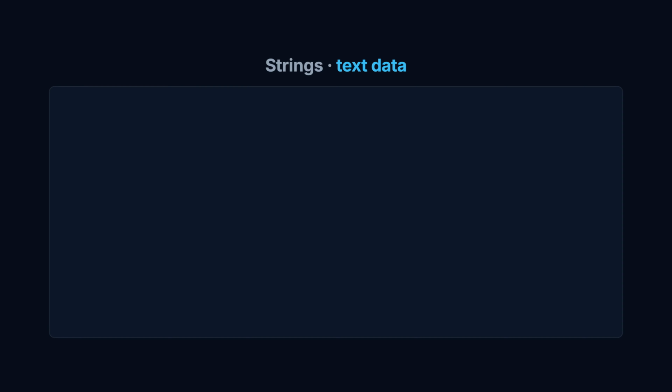Text first, strings, because text is everywhere. Natural language processing, prompts for LLMs, labels in a dataset. If you learn one type well, make it this one. The first thing you want to do with strings is join them.